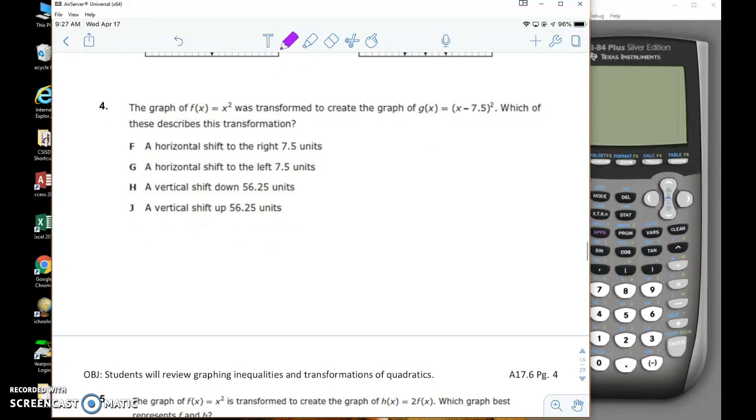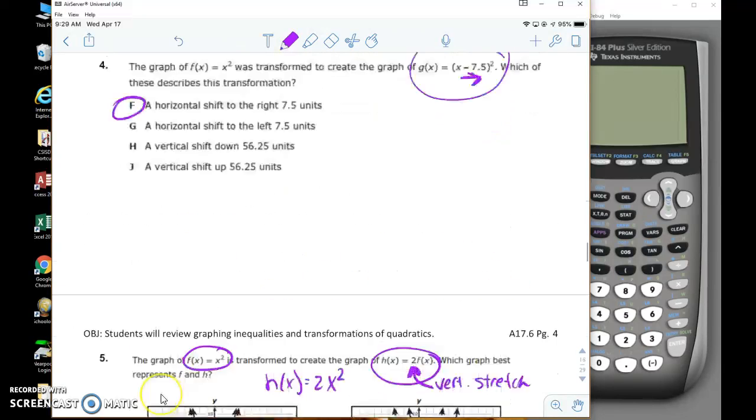Moving on to number 4. The graph of f of x equals x squared was transformed to create the graph of g of x equals (x minus 7.5) squared. Which describes this transformation? Everything inside the parentheses is opposite, so this moves to the right 7.5 units. The correct answer was F.